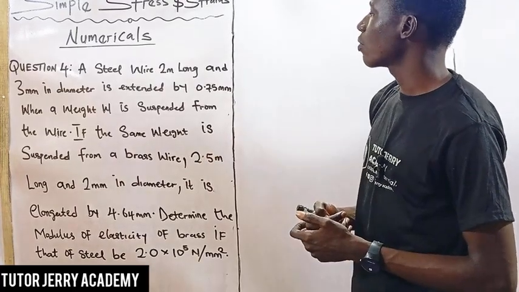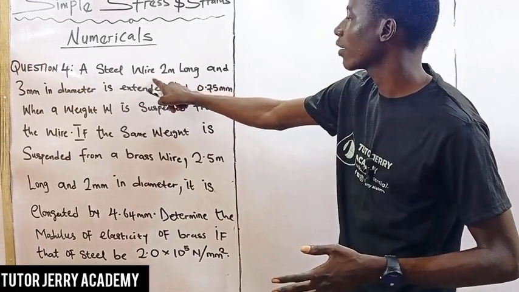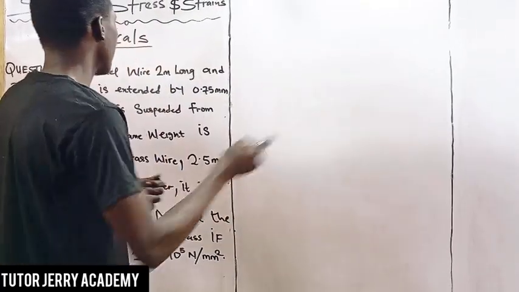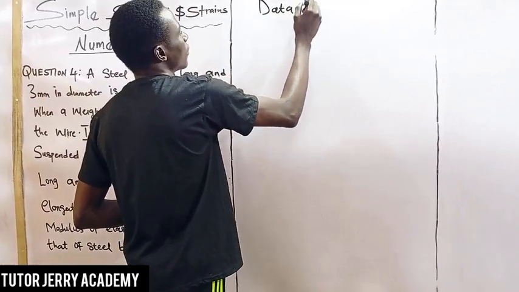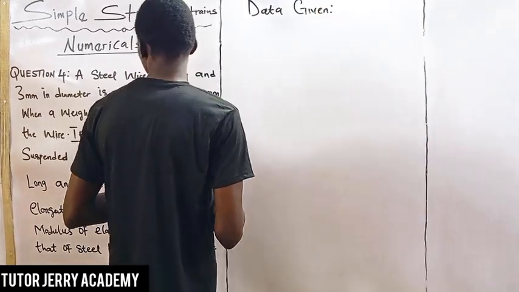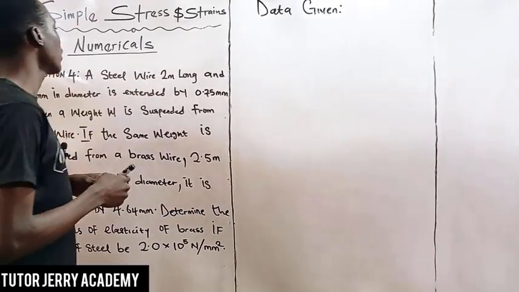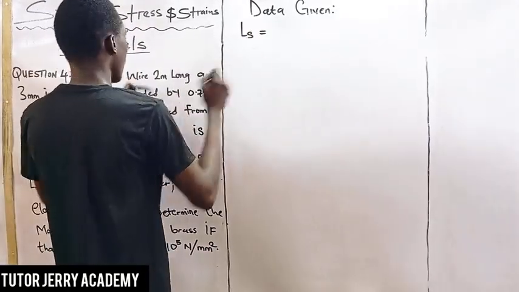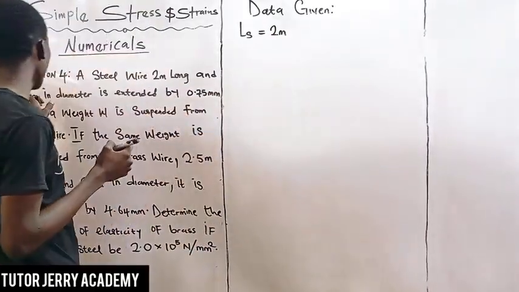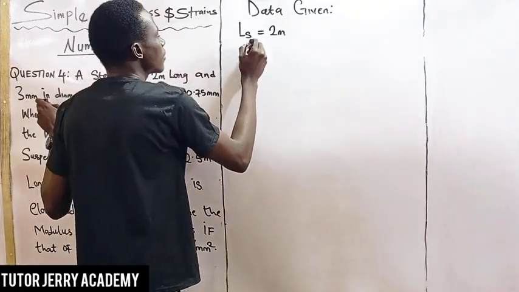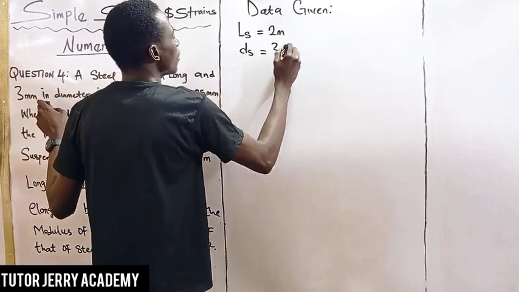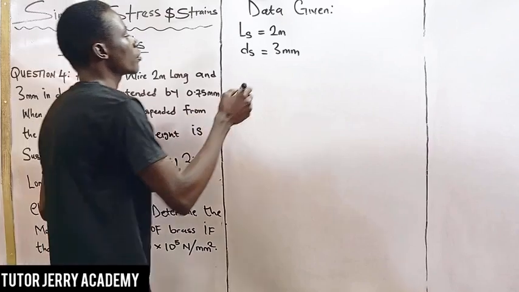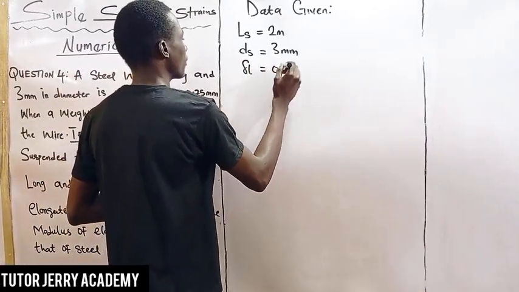From this question, you can see that we have two materials: a steel wire and a brass wire. For this question, I'm going to be bringing out my data. First, a steel wire 2 meter long. That is the length of our steel wire. I can denote it by L_S equal to 2 meter. The diameter is 3 millimeter, so d_S equals 3 millimeter. What we have next is extended by 0.75 millimeter. That is the extension produced, equal to 0.75 millimeter.